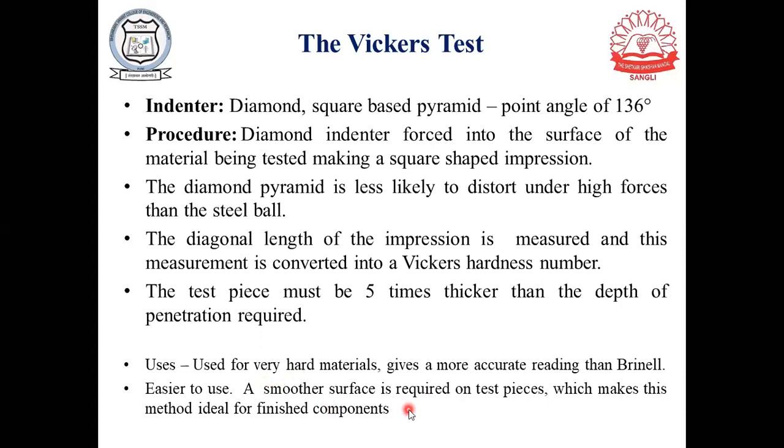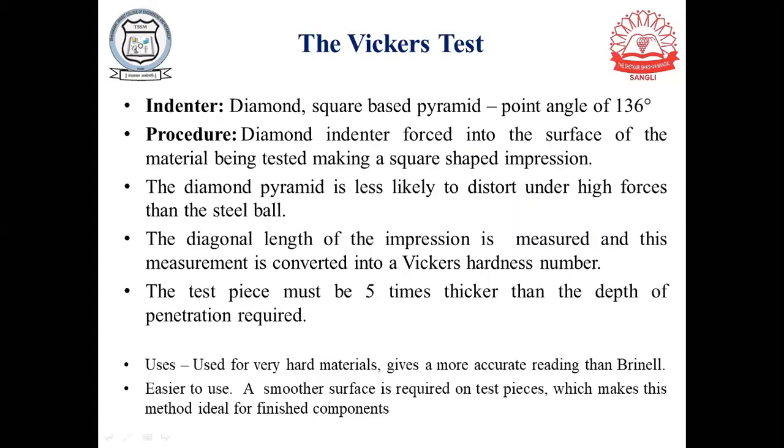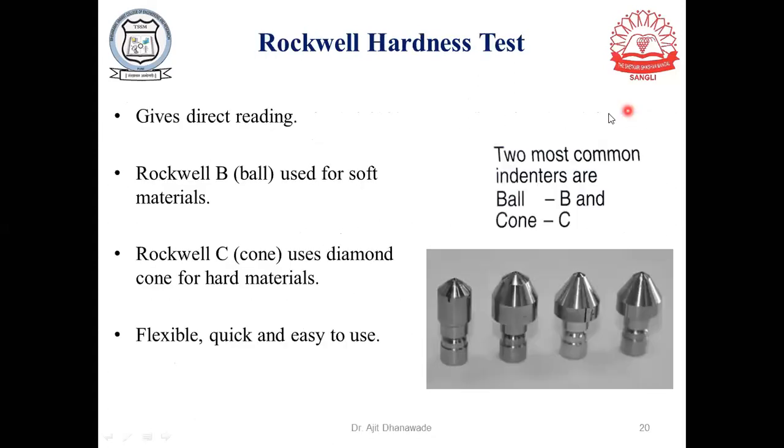The last test is the Rockwell hardness test. In the Rockwell hardness test, two types of indenters are used: ball type indenters and cone type indenters. Ball type are denoted by B and cone type indenters are denoted by capital C. When you are testing any soft material, you use a ball type indenter. In case of hard material, you go for a cone type indenter. Usually ball type indenters are made of something like hardened steel, and cone type indenters are made of diamond.